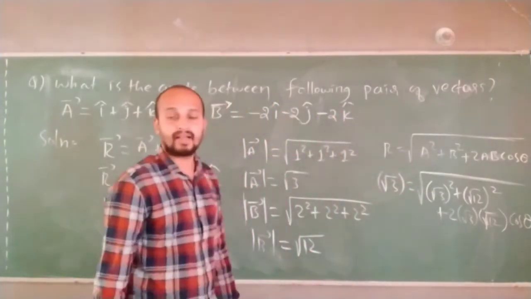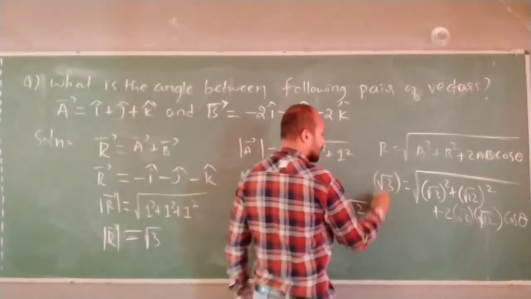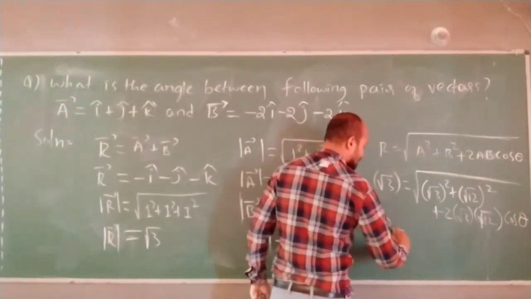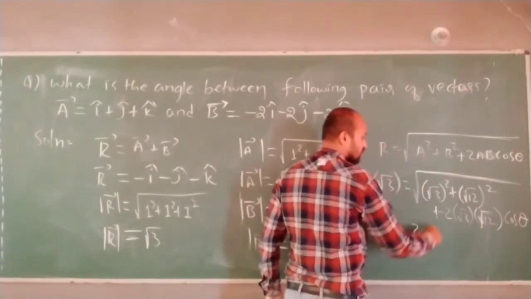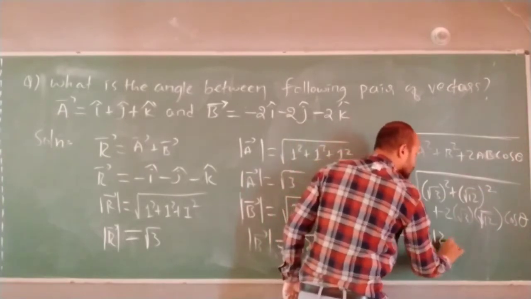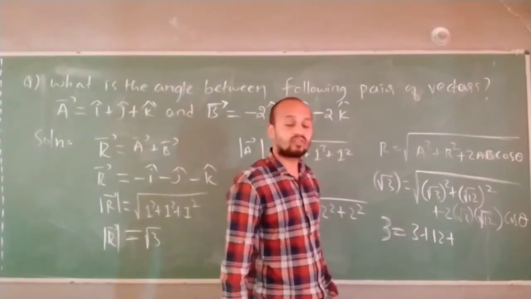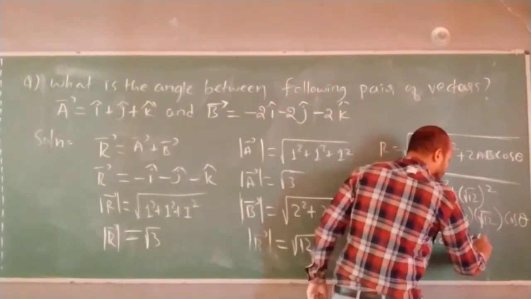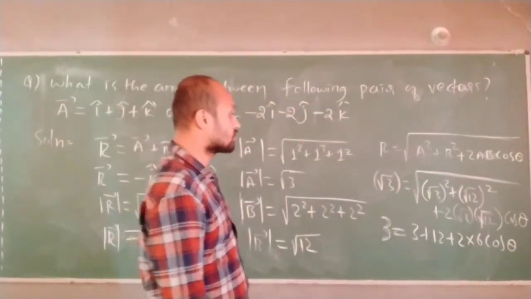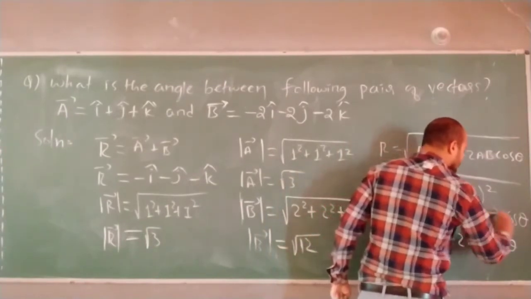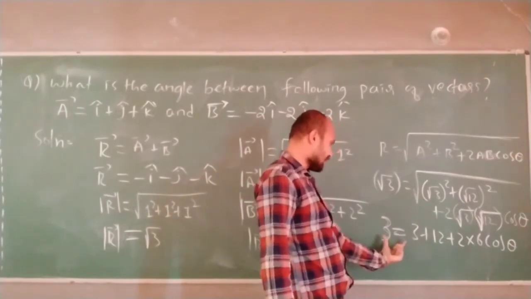If you bring a complete square this side, it becomes 3. So 3 is equal to, this is 3, (root 3) whole square is 3, (root 12) whole square is 12 plus root 3 into root 12, root 36. Root 36 means how much? 6. So 2 into 6 cos theta. Root 3 into root 12 is root 36. Correct? So here you take this side, it becomes 0.